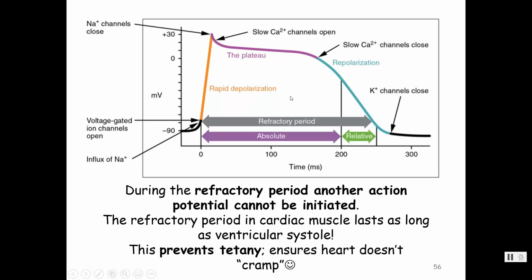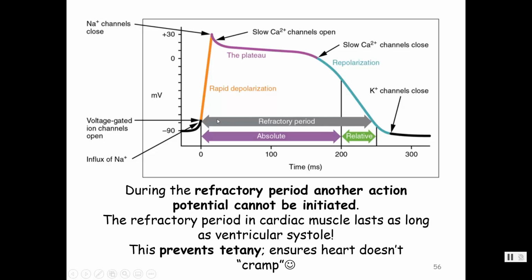All right, so this, I love colored pictures. So once again, we have depolarization because of those fast sodium gates. Sodium channels close. We have slow calcium channels. So we have calcium moving in, but we have some potassium leaking out. Then those calcium channels close. We get repolarization because potassium channels open and potassium goes out.